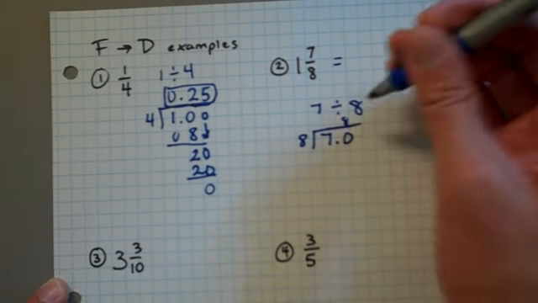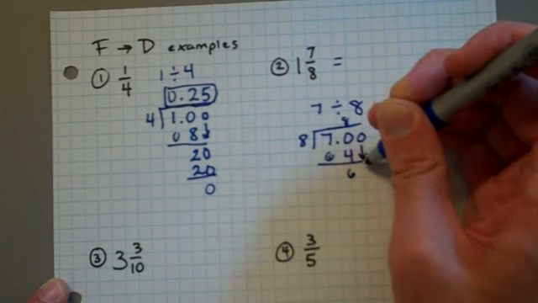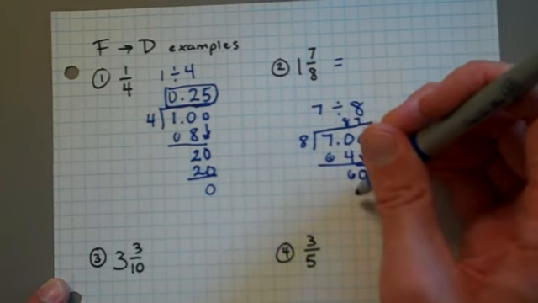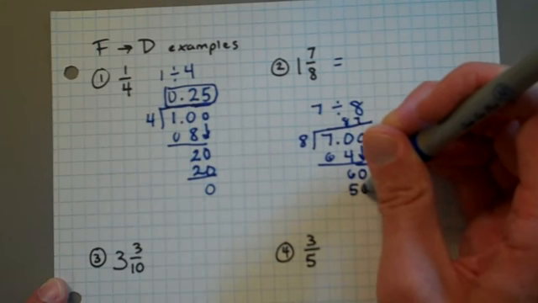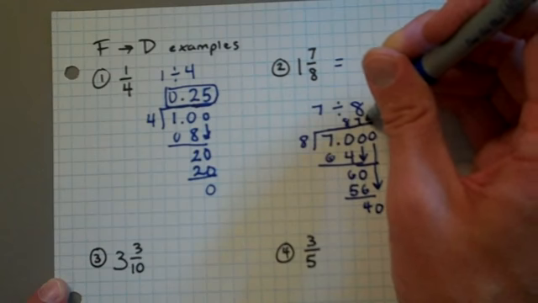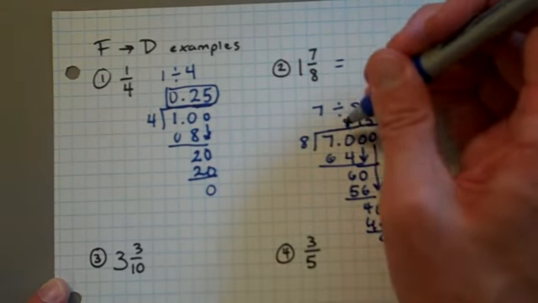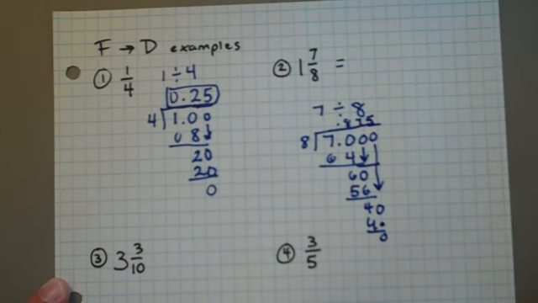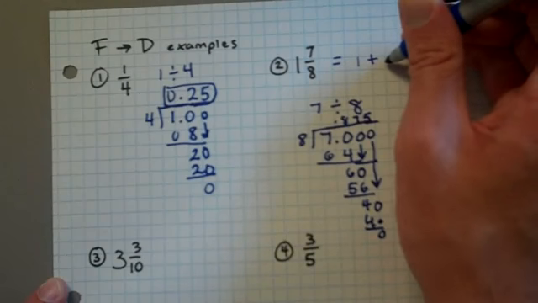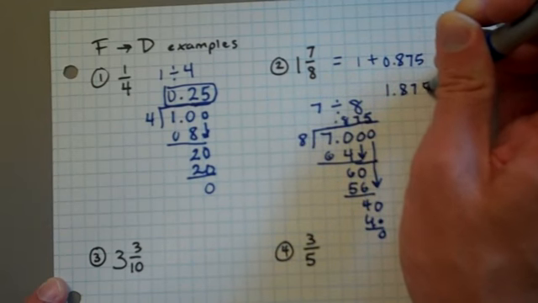8 goes into 70 8 times, with 6 remaining. We're going to bring down a 0. 8 goes into 60 7 times, with 4 remaining. Bring down a 0. And 8 goes into 40 5 times, with nothing remaining. Cool. So 0.875. Now since it's 1 and 7/8, we have a 1 and 875 thousandths, so 1.875.